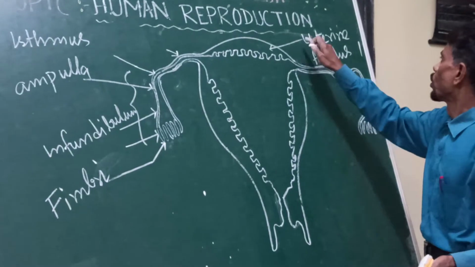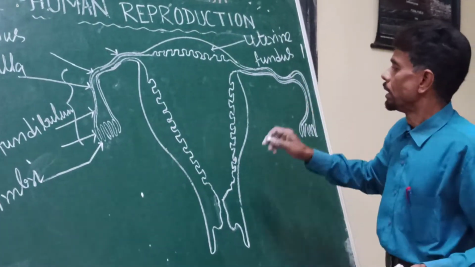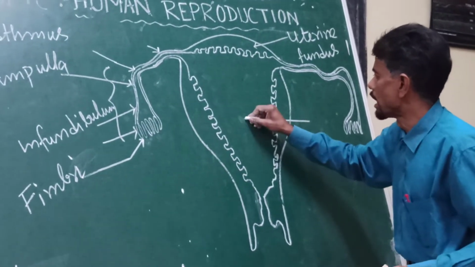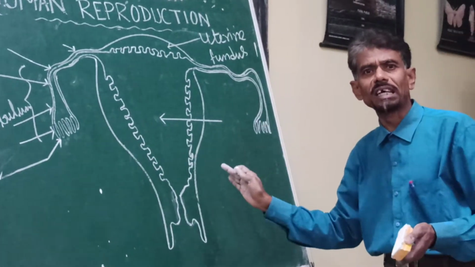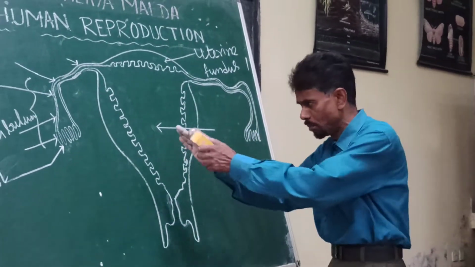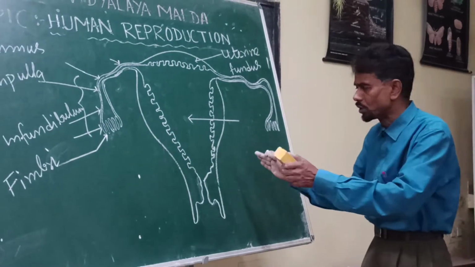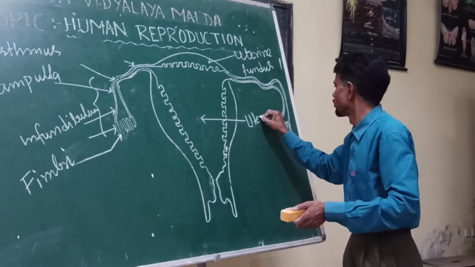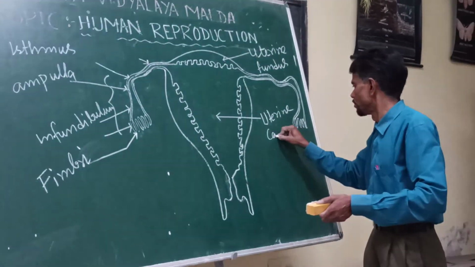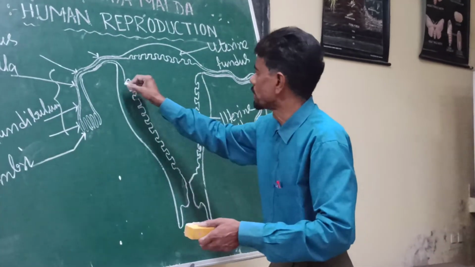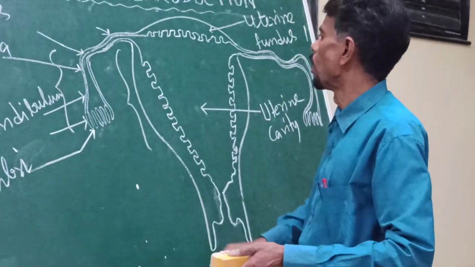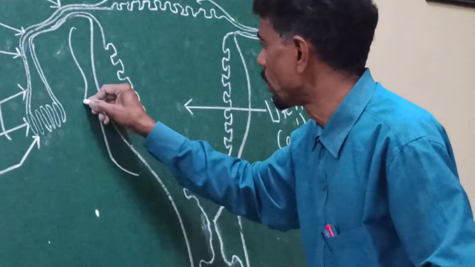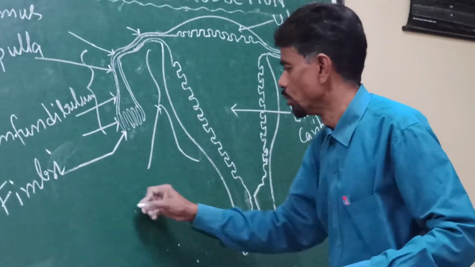This part called uterine fundus. This is the uterine cavity. Although in exam we are supposed to label in one side, that is the right hand side, because of lack of space I am labeling on left and right both sides. This is what we call uterine cavity. And the whole structure, this structure is called uterus.